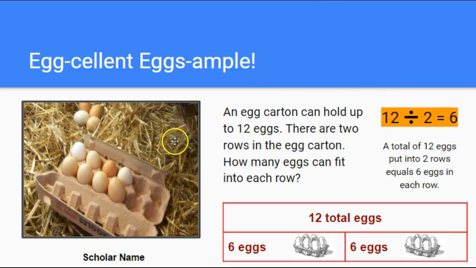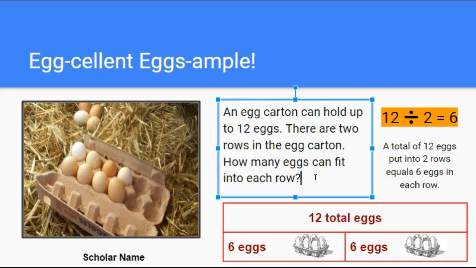Okay. So I have the same image and I have the same information, but this time over here I have highlighted the equation that matches the information. Here it is, 12 eggs divided by 2 rows equals 6 eggs in each row. But a little more clearly, I wrote it down here. I wrote a total of 12 eggs put into 2 rows equals 6 eggs in each row.